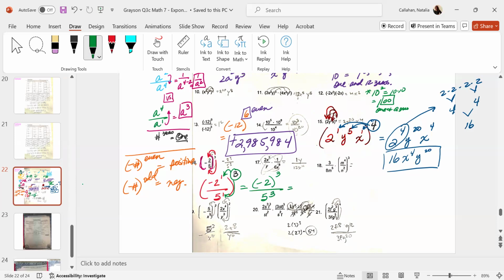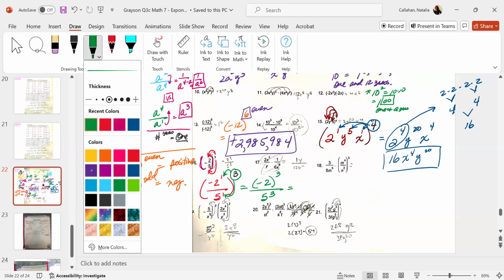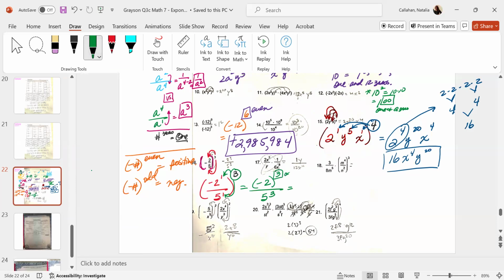You have a negative. Is the power even or odd? Odd. So what is your answer, positive or negative? Negative. What is 2 times 2 times 2, 3 times? 8. What's 5 cubed? There you go.